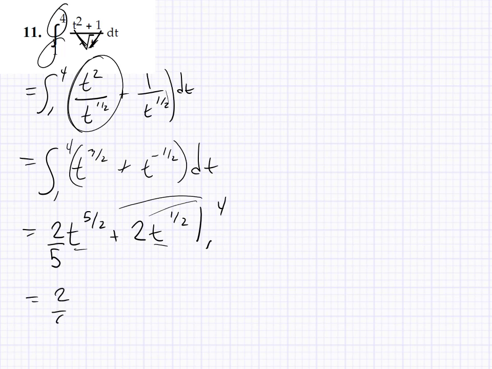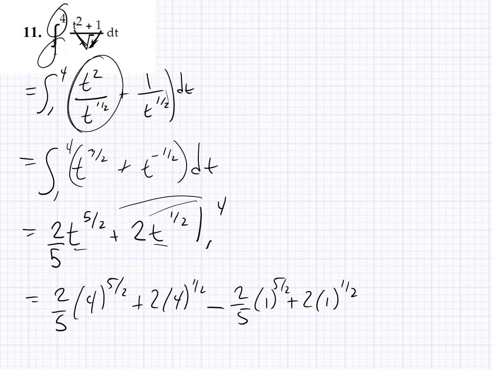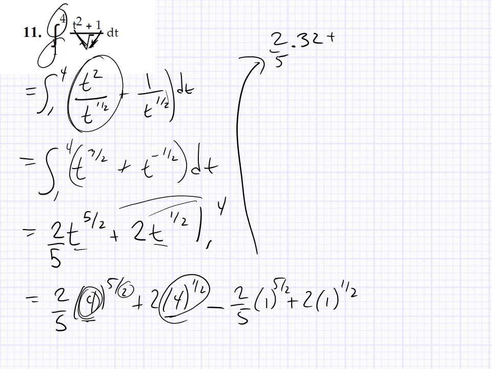So I'm going to get 2/5 times 4 to the 5/2 plus 2 times 4 to the 1/2, minus 2/5 times 1 to the 5/2 plus 2 times 1 to the 1/2. Now 1 to any power is 1, so that's easy. Now this one should be pretty easy too. 5/2 is 5th power, second root. Well, second root of 4 is 2. Then 2 to the 5th is going to give me 32. So I have 2/5 times 32 plus, I'm going to do that again here, but this is just the square root of 4, which is 2, times 2, so that's going to be 4. This will be minus 2/5 plus 2.